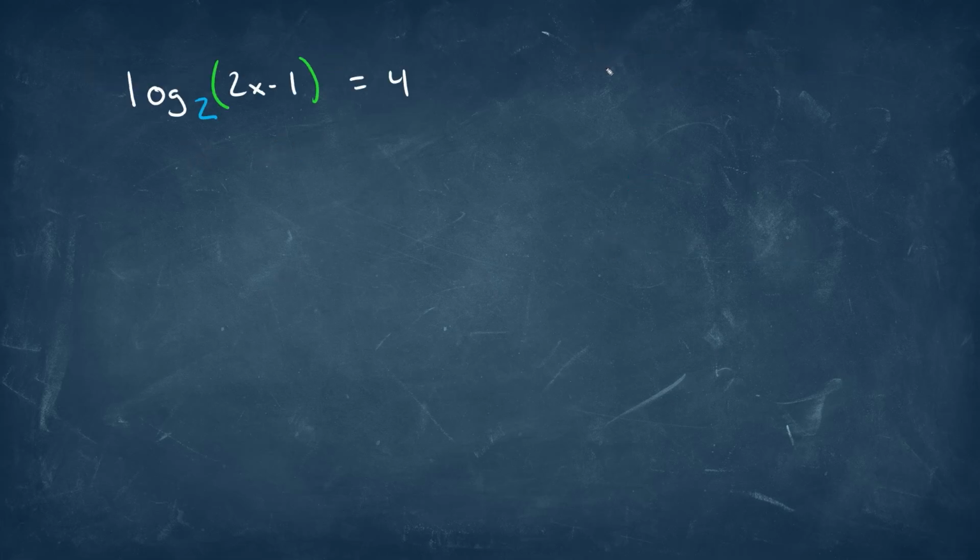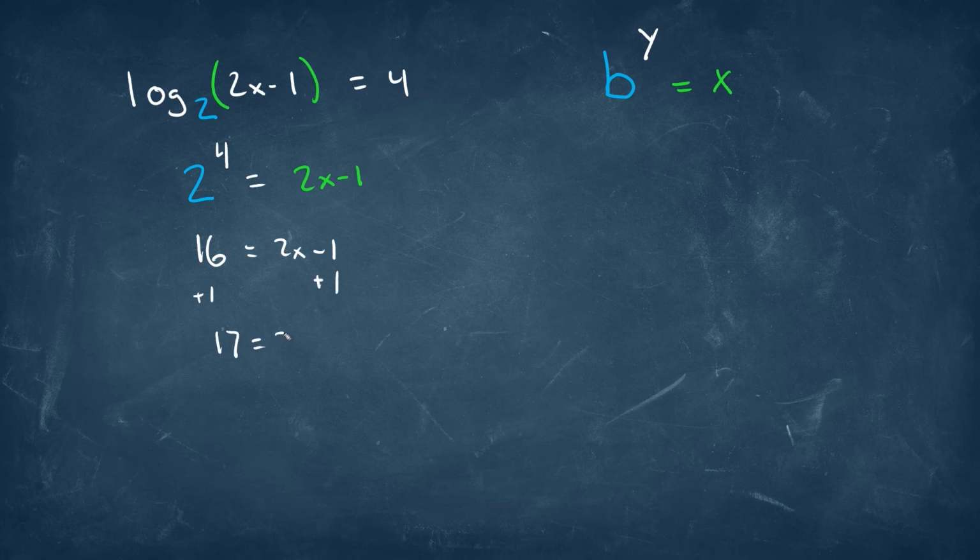For this problem, it's going to be something similar where we remember b raised to the y is equal to x. And we can set up our logarithm equation where we would say 2 raised to the fourth is equal to 2x minus 1, which would simplify to 16 is equal to 2x minus 1. So we would add 1 on both sides. This would give us 17 is equal to 2x. So dividing by 2 on both sides, it's going to give us that x is equal to 17 over 2.